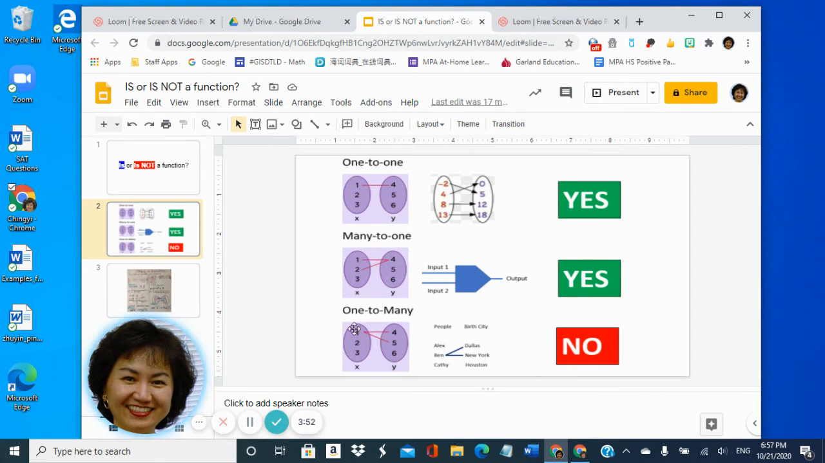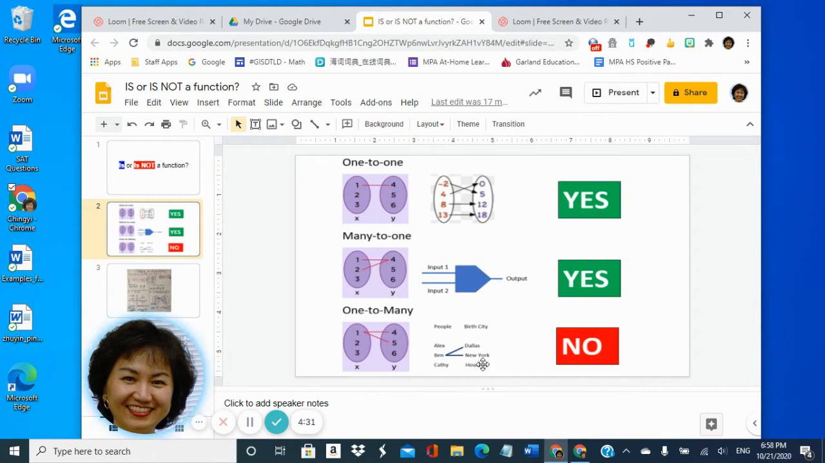This third one says one-to-many. This relation is not a function. Why? That means you send in the same x into that machine, but you get a different y coming out. Like this picture shows, you send 1 in, you get 4 out, and you send 1 in again, you get 5 out. That's not a functioning machine.